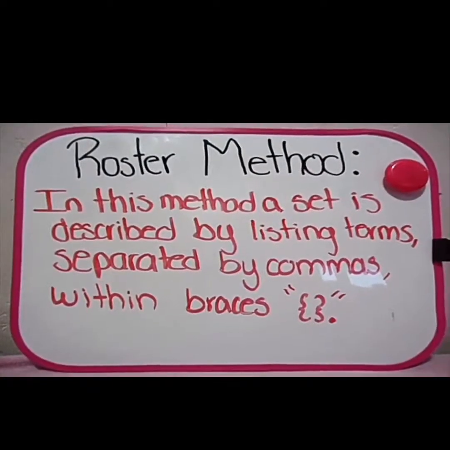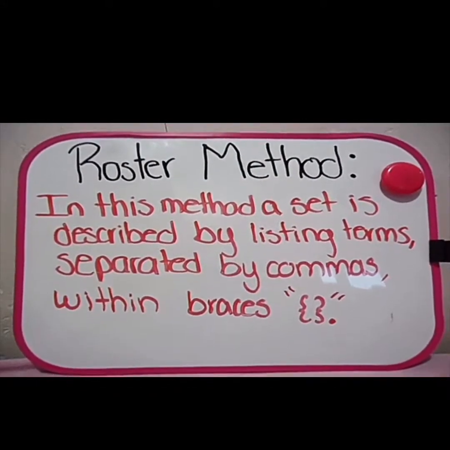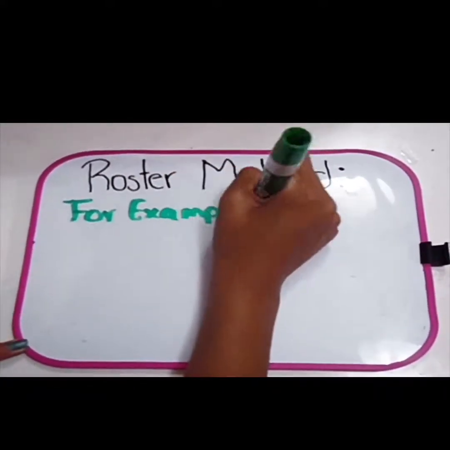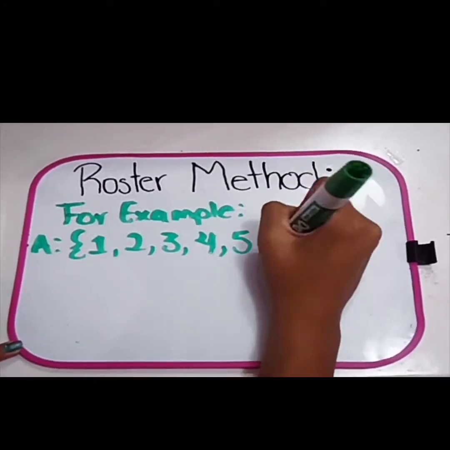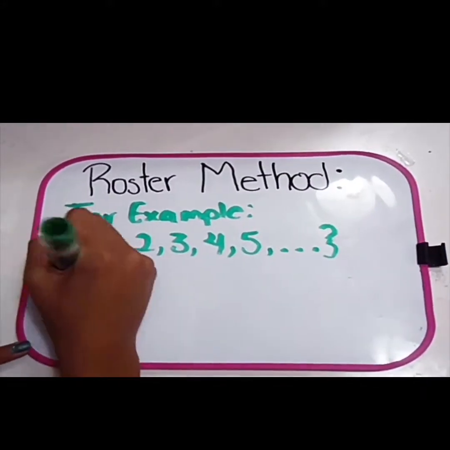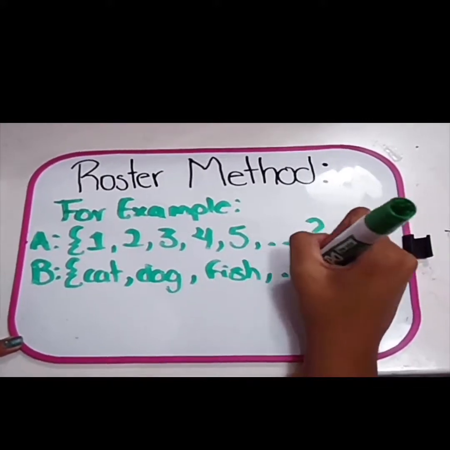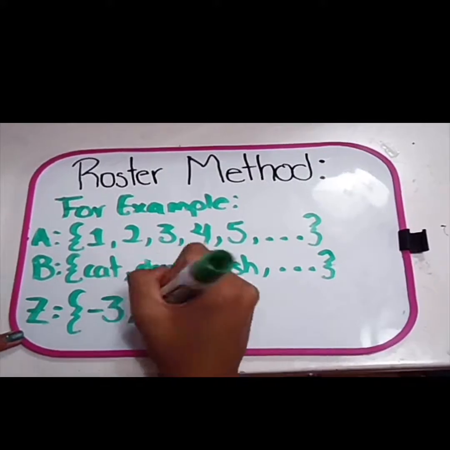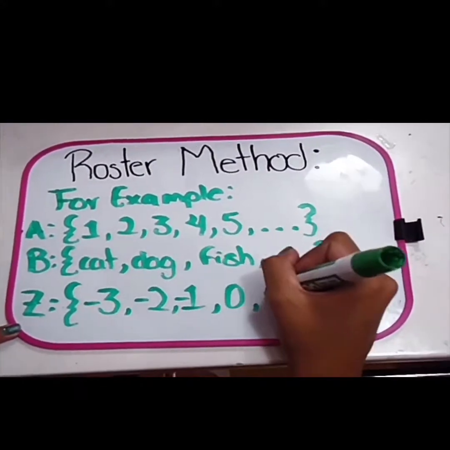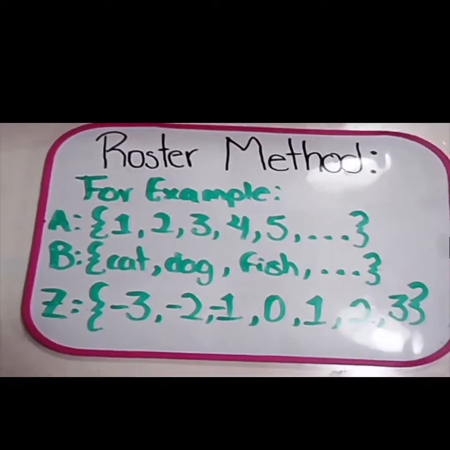In this method, a set is described by listing terms separated by commas, within braces. In the first example, all the natural numbers are written, and the three periods mean that it continues. In the second example, it is done with pets, so you do the same but writing pets instead of numbers. And in the last example, we can see that Z means that you have to write integer numbers, which are natural numbers, zero, and negative numbers.